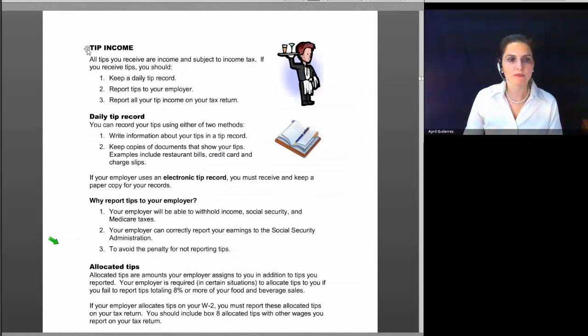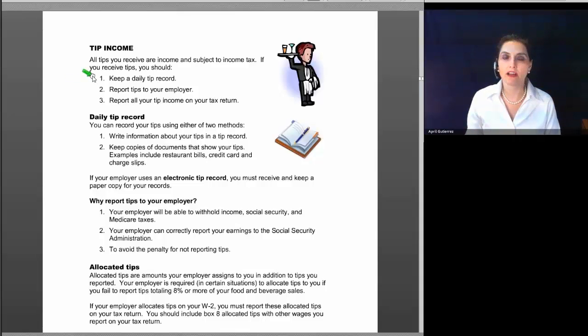The next topic we're moving on to, still in the wage category, is tip income. All tips you receive are income and are subjected to income tax. If you receive tips, you are required under the law to keep a daily tip record. You are required to report your tips to your employer, and you are required to report all of your tip income on your tax return.